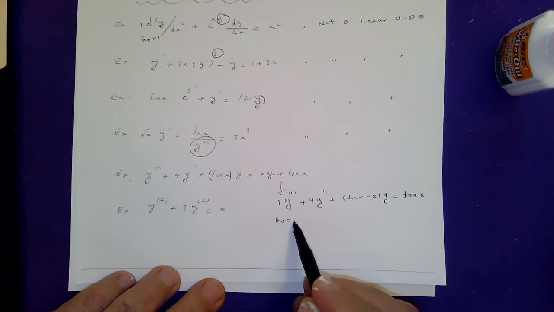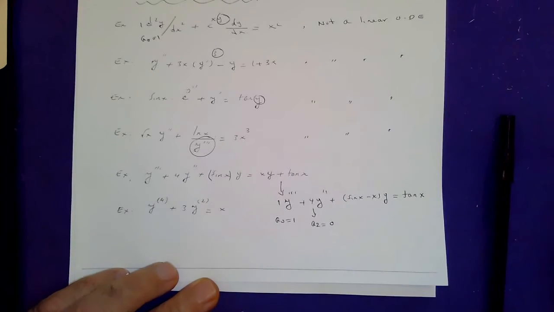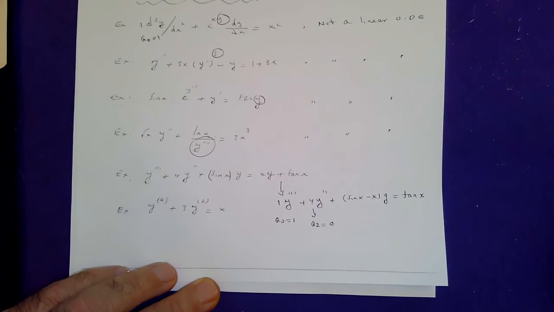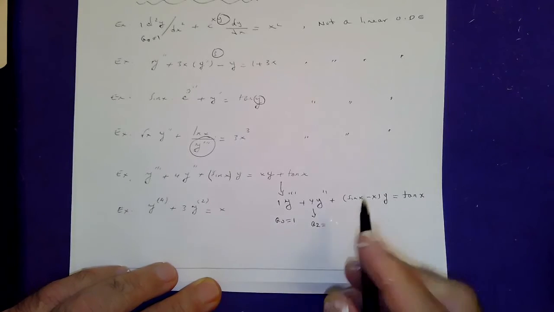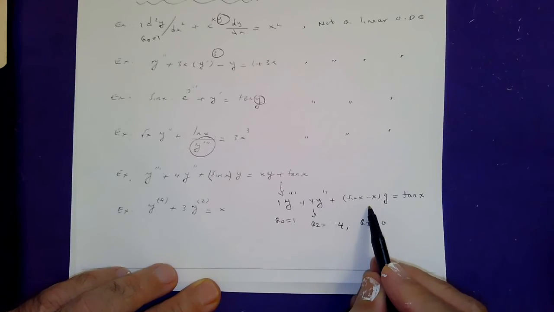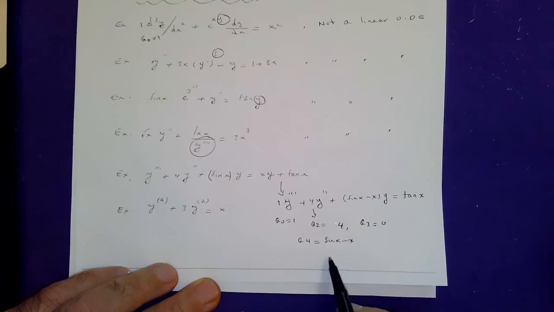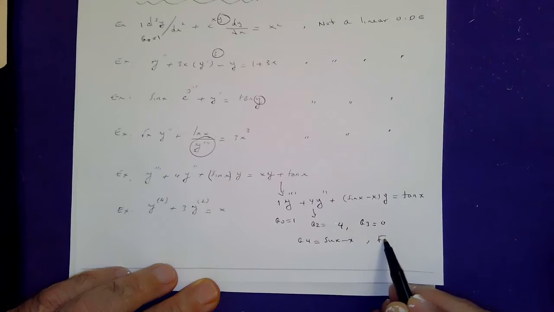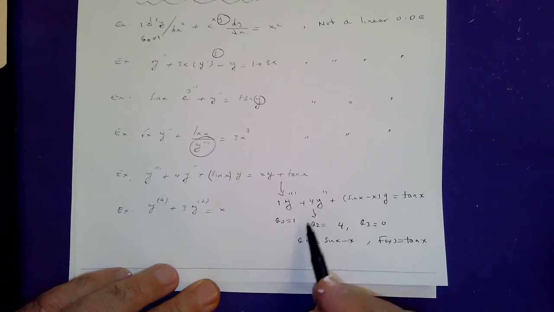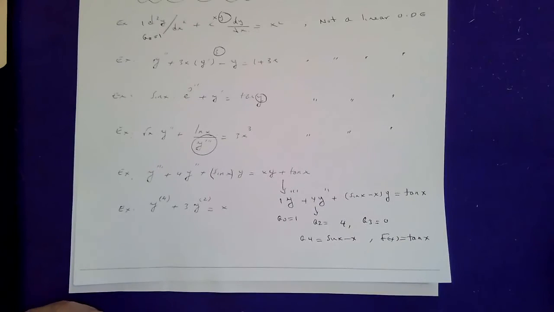Why? Because a sub 0 is 1. A sub 2 is 4, correct? And a sub 3 is 0 because there is no y prime. And a sub 4 is sine of x minus x, which is a function of x. And capital F of x on the right side is tan of x, which is a function of x. Remember, all these coefficients, including the function on the right side, must be a function of x.